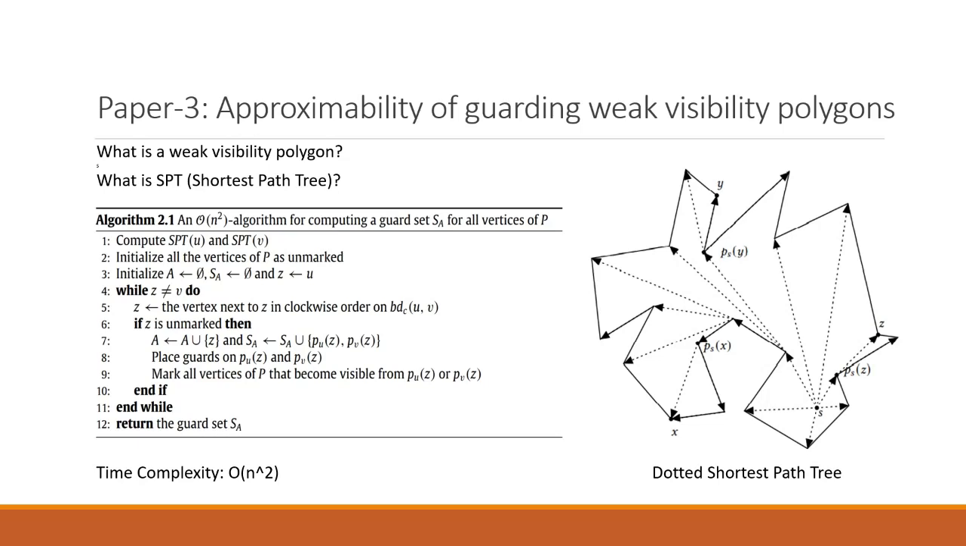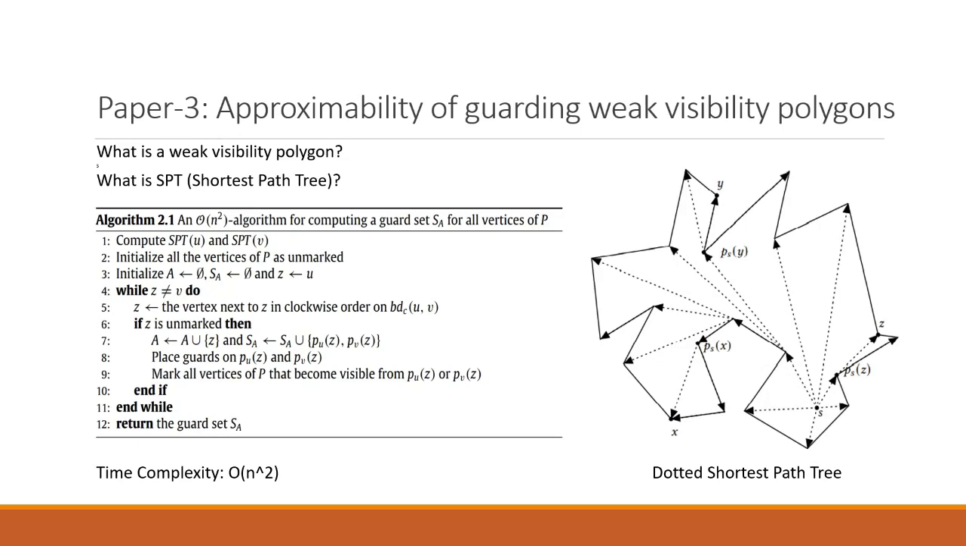Now this is another paper which talks about the approximability of guarding weak visibility polygons. Now what are weak visibility polygons? A polygon P is said to be a weak visibility polygon if every point in P is visible from some point of an edge.